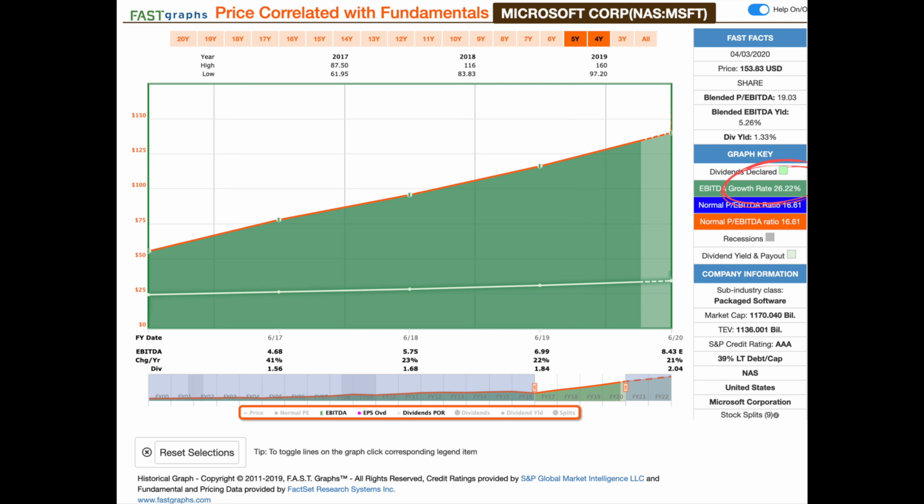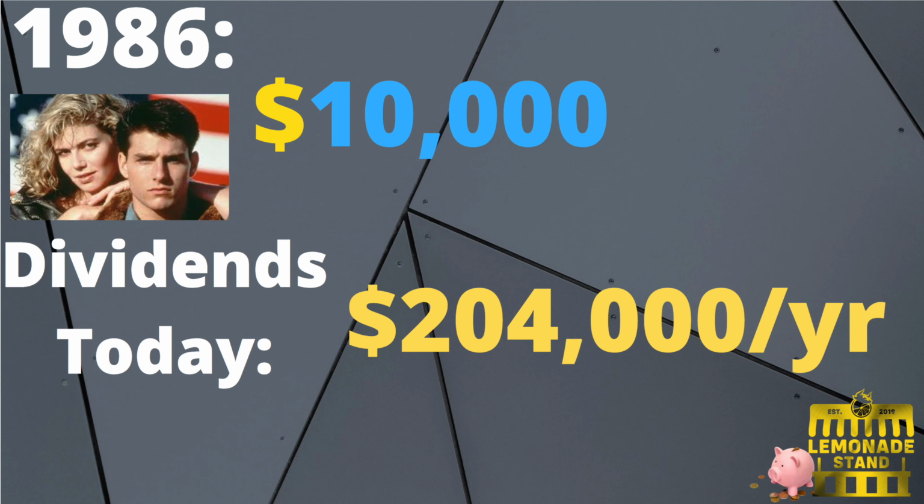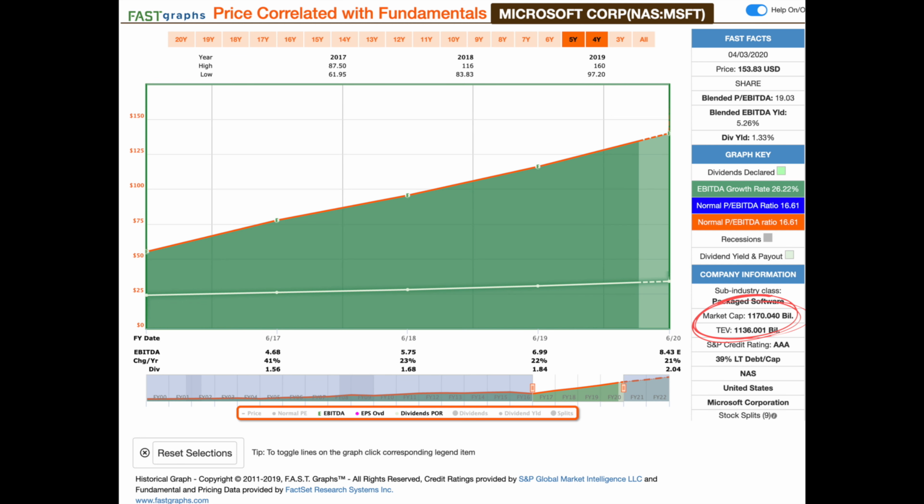Looking back to the chart on the right, the current dividend yield is 1.31%. Yield hunters will scoff at that, but I believe I've already illustrated how much those dividends can add up over time. This is why yield hunting can be detrimental to long-term gains. Moving down, you see here the market cap is $1.18 trillion. Yeah, trillion with a T.